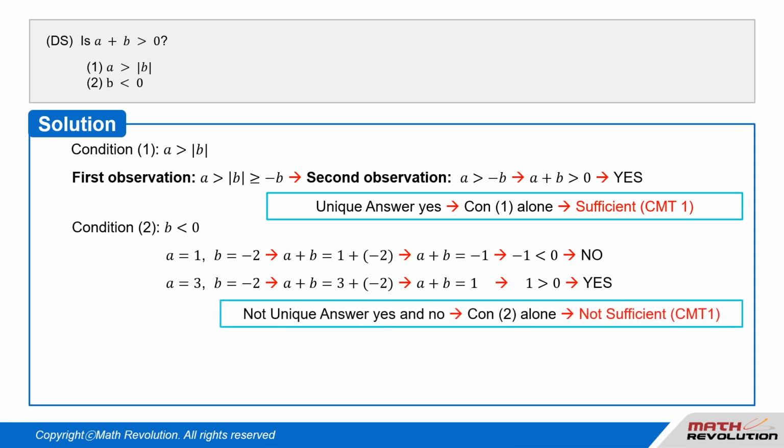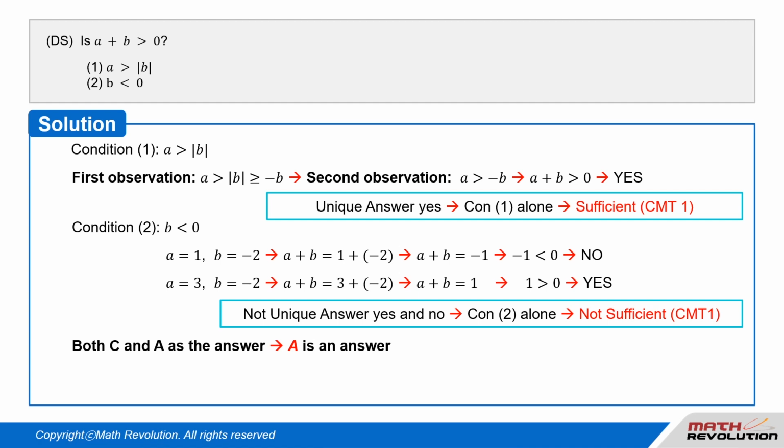The answer is not unique, so the condition is not sufficient by the common mistake type 1, which means that you get both yes and no as the answer. It is not sufficient. If the question has both C and A as its answer, then A is the answer rather than C according to the definition of DS questions.